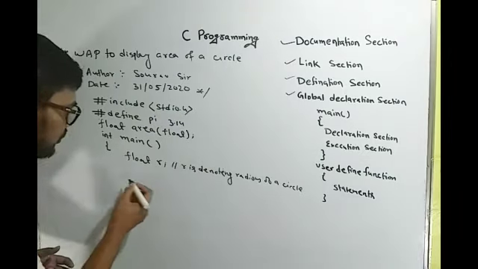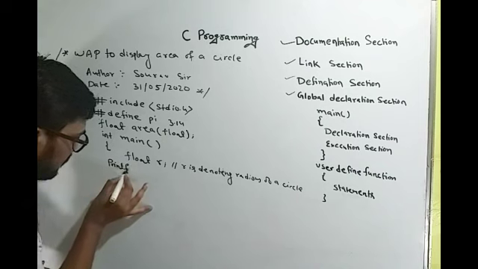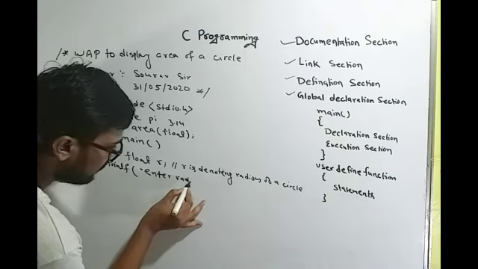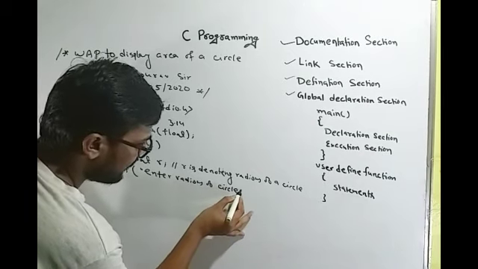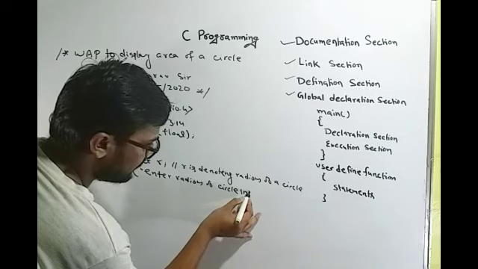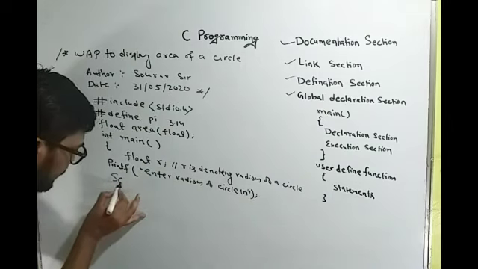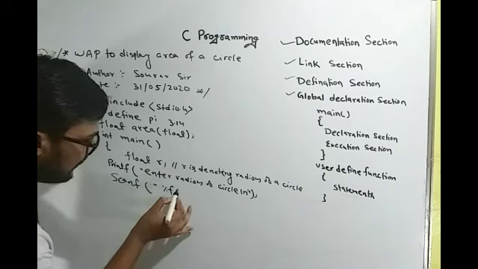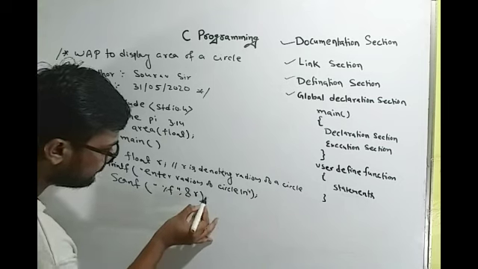And next we use the printf statement: Enter radius of circle. That is the message. And after then we use the scanf statement. In the scanf statement we use percentage f, because it is a float, and ampersand r.